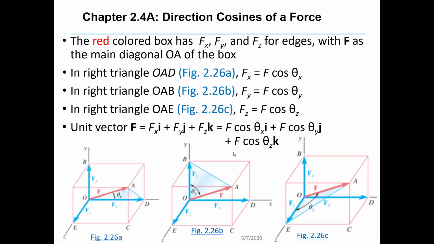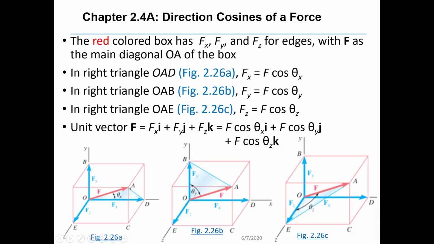Here we're going to show you how to find what are called the direction cosines of a force. The red colored box here in figure 2.26a in the lower left corner has magnitudes f sub x, f sub y, and f sub z for its edges. And the main diagonal of the box is this vector OA, and that's where our force F is.